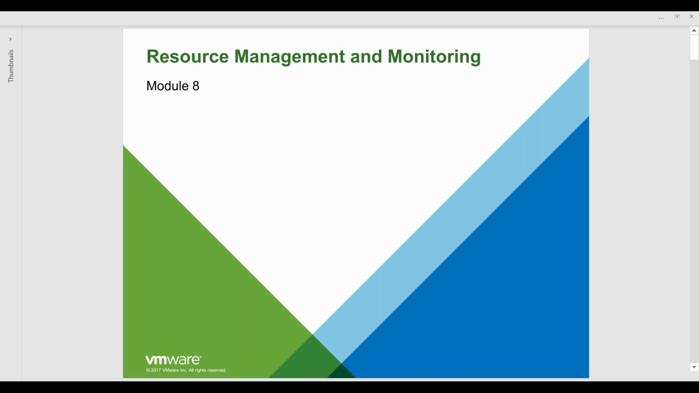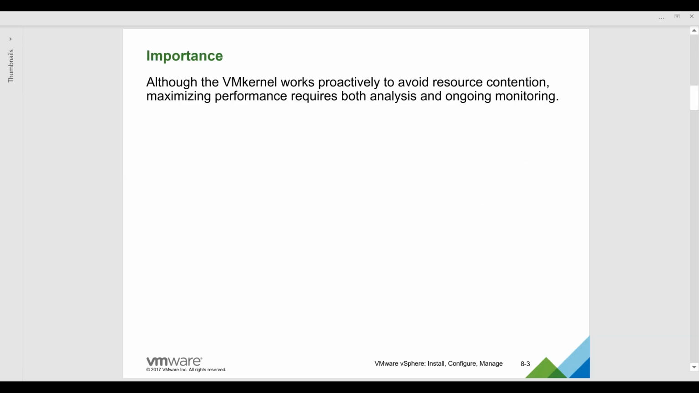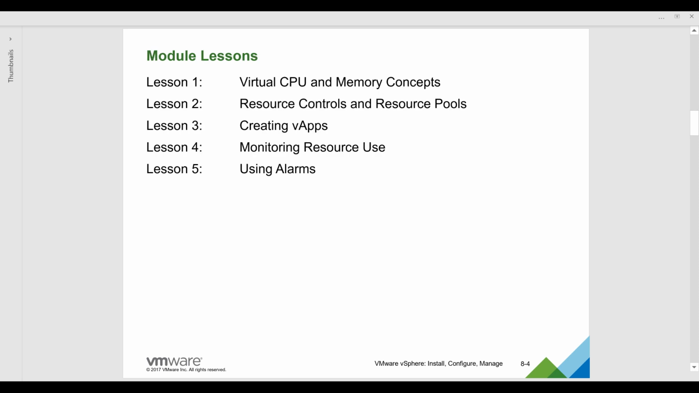In Module 8, we're going to talk about resource management and monitoring. Although the VM kernel works proactively to avoid resource contention, maximizing performance requires both analysis and ongoing monitoring. So it does report back and does a good job of it, but we still have to have some human intervention to make some decisions for us. There's 5 lessons in this module.